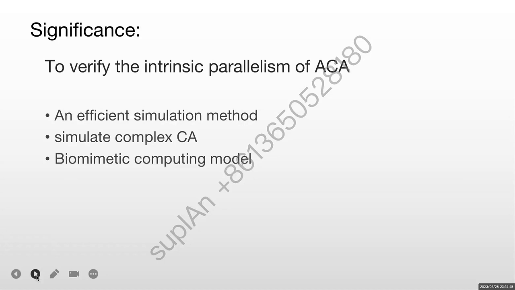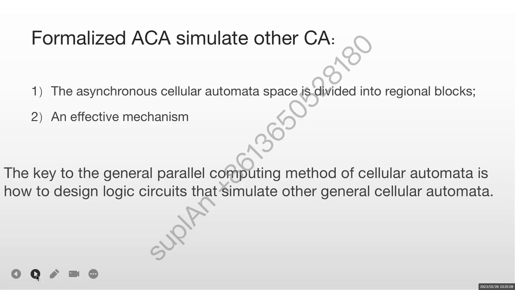In order to reduce the complexity required by simulation, an effective method is to gather multiple cells together to complete the state transition through the interaction between cells. The definition of this simulation process contains two core ideas.